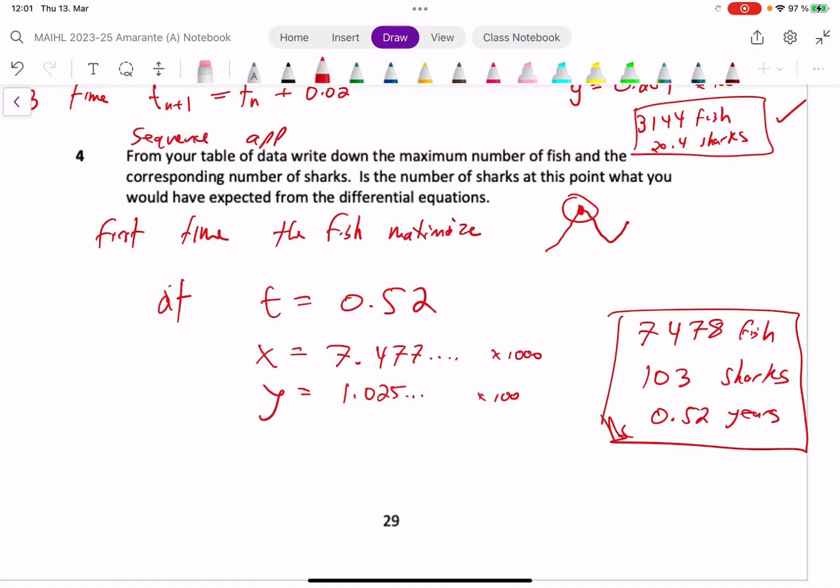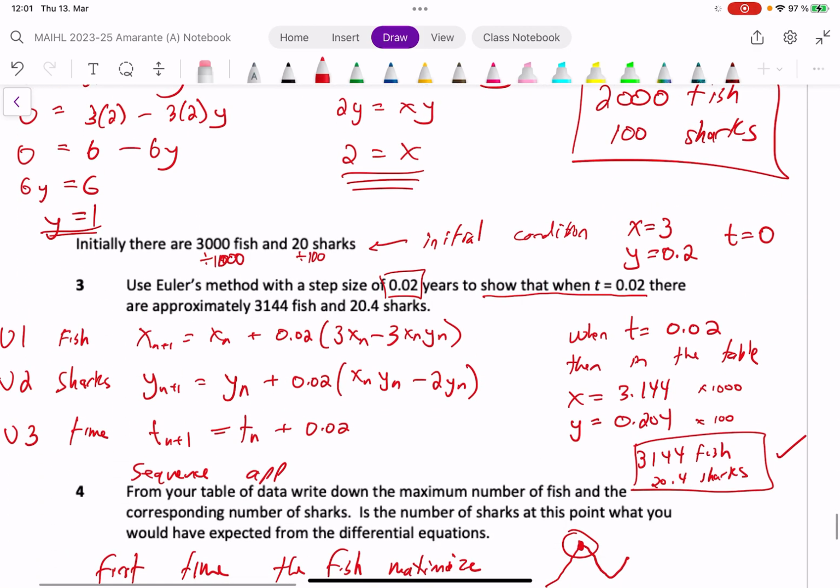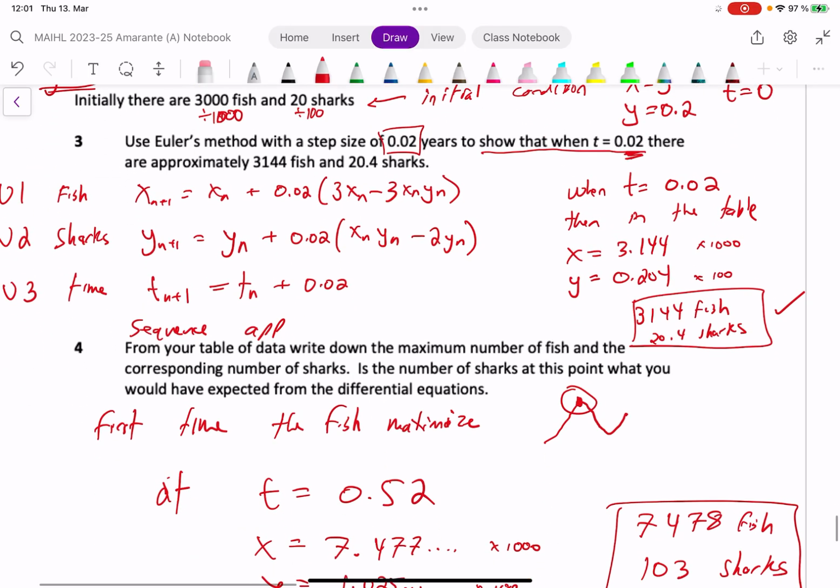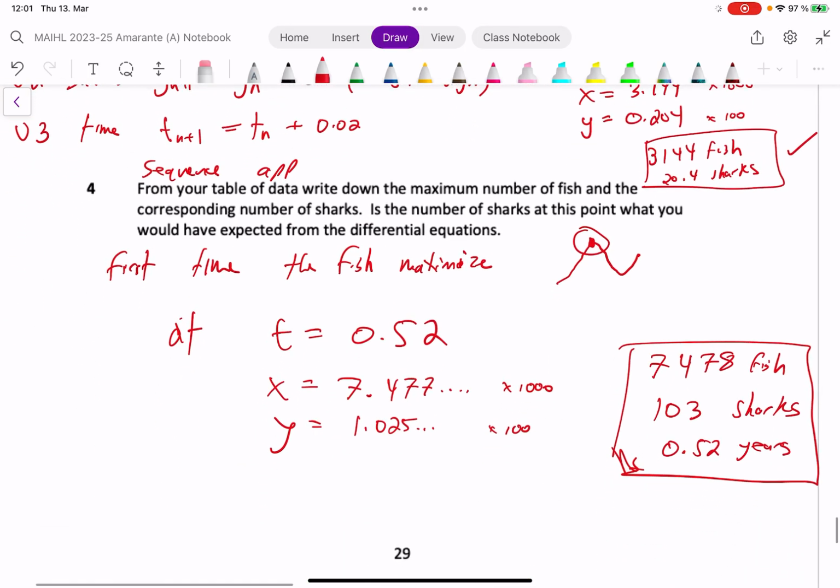When we looked at the initial value, it was 3,020. After a very small amount of time, fish went up and sharks also went up. They went from 3,000 to 3,000-something, and from 20 to 20.4. So we would kind of expect that after a certain amount of time they'd continue to go up, but eventually would probably die out. Maybe not enough space or whatever it is.